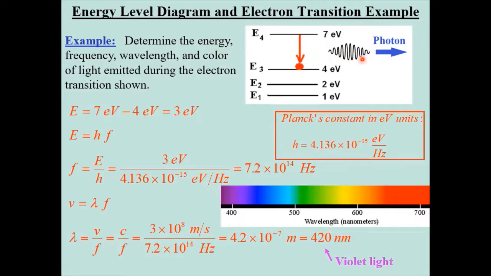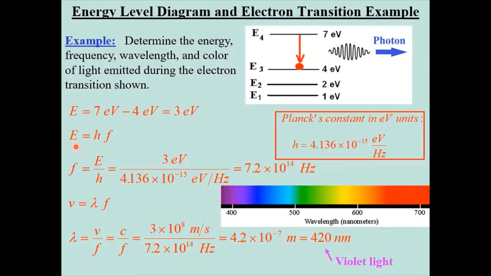Well, to figure out the energy of the photon, that's actually very easy, because look, the electron started up here at 7 electron volts, and it ended up at 4 electron volts. So to go from 7 to 4, the photon must carry away 3 electron volts. So we just take 7 minus 4, which is 3 electron volts. Now, what is the frequency of this photon, of this light?